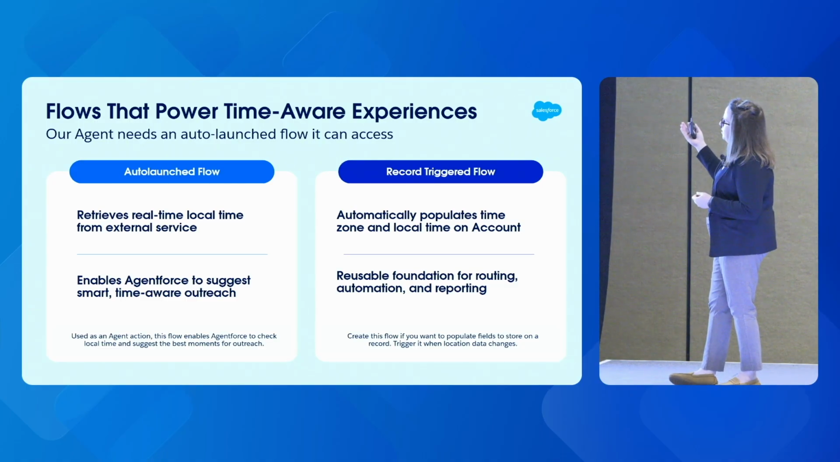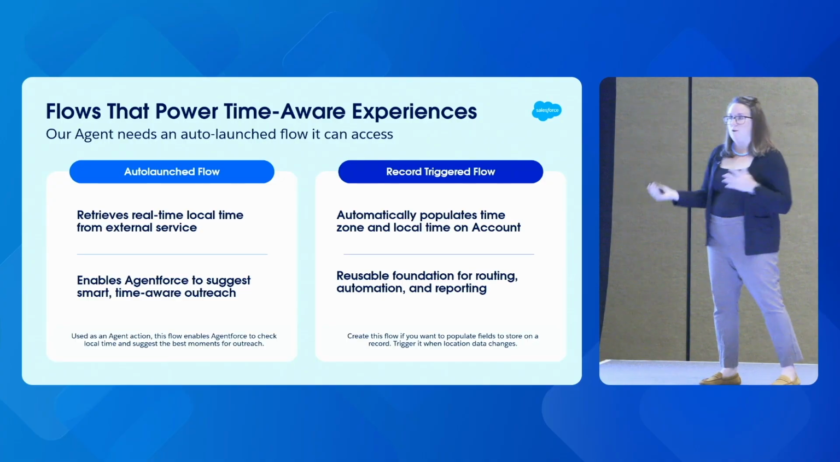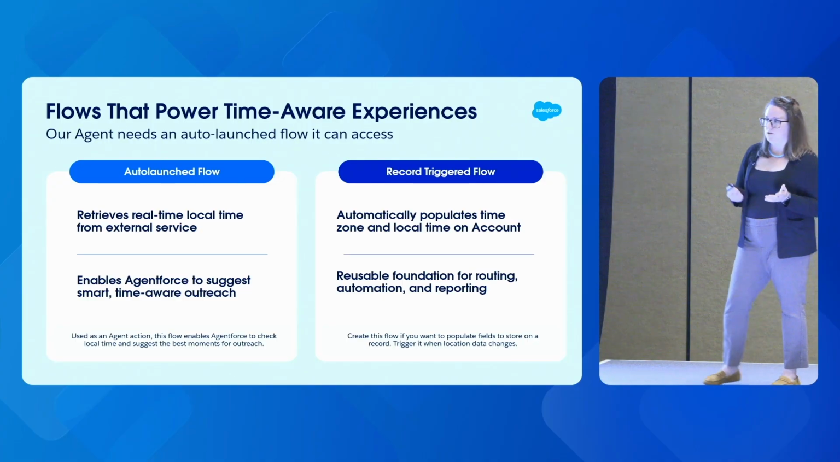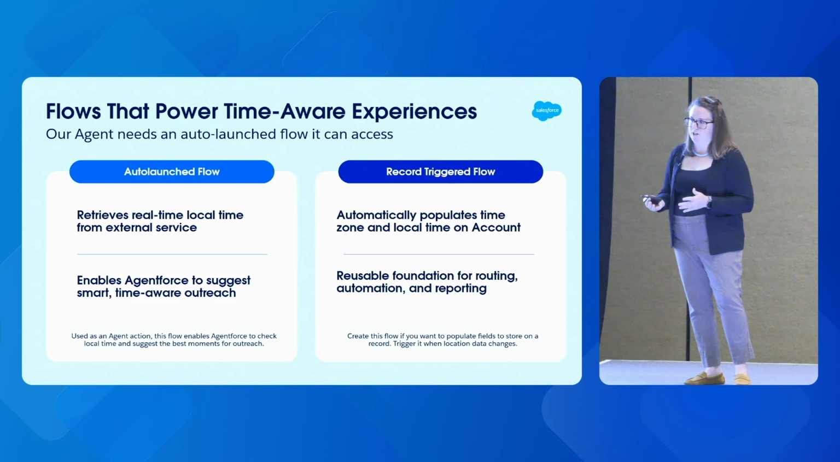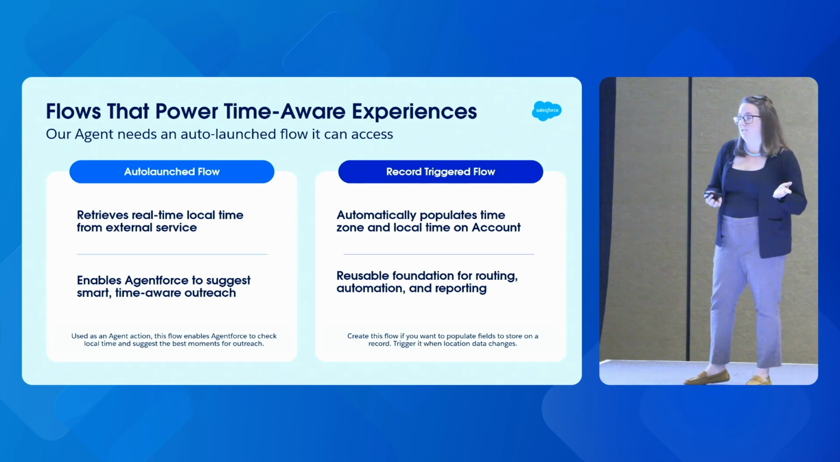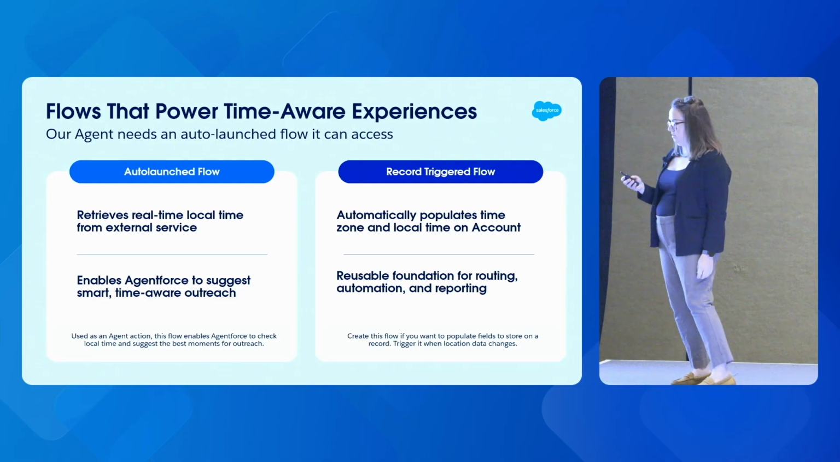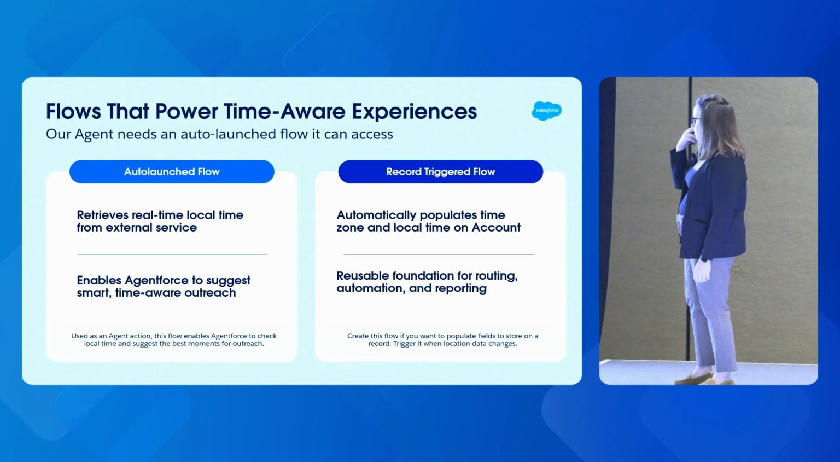I also threw on here that you could use a record-triggered flow. I think if you're not already using Agentforce, you could also use this same functionality to use a record-triggered flow to just stamp current time zone on your account records, on your contact records, on a case record, anywhere, right? You don't have to use this just for Agentforce. So just wanted to throw that out there because same functionality is useful in a lot of different places. So we're gonna build this auto-launch flow.